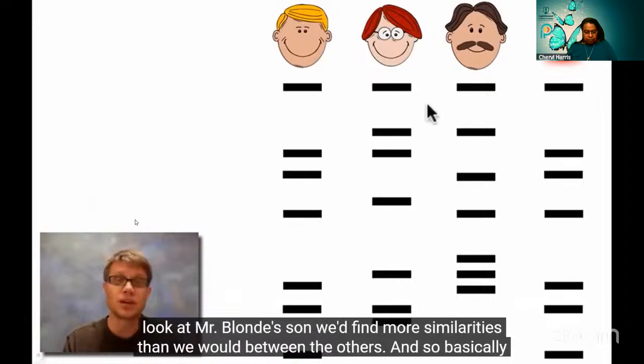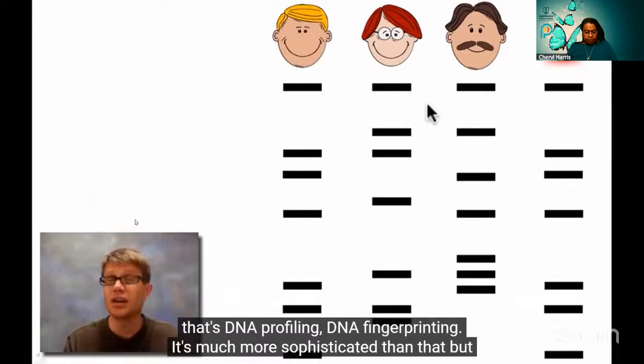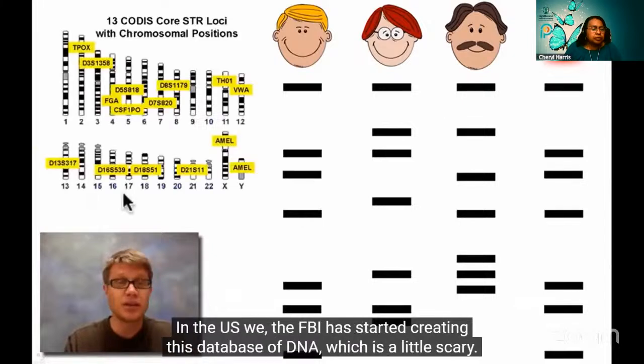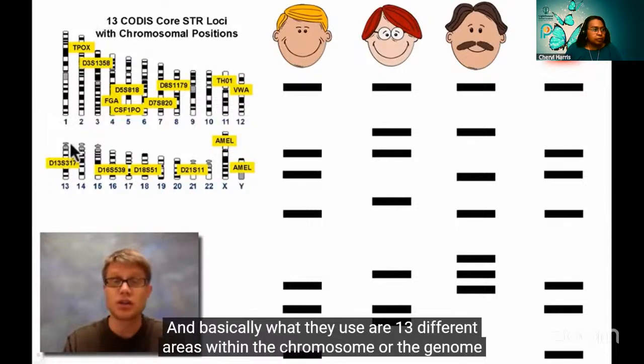And so basically that's DNA profiling, DNA fingerprinting. It's much more sophisticated than that, but again, it's kind of on its way out. We'll eventually replace this with DNA sequencing. In the US, the FBI has started creating this database of DNA, which is a little scary. And basically what they use are 13 different areas within the chromosome or the genome, and then they're looking at those short tandem repeats in there.